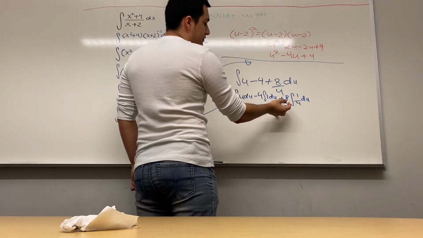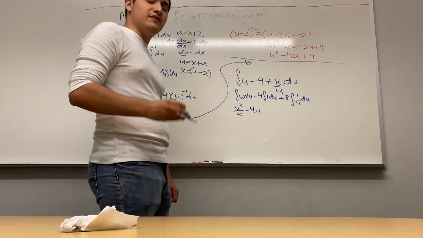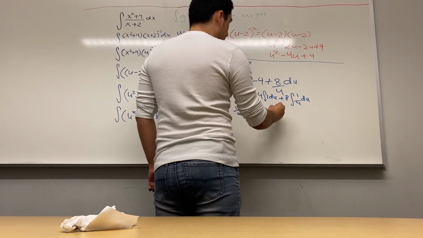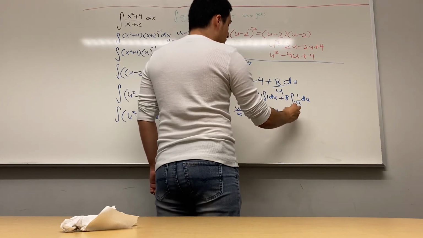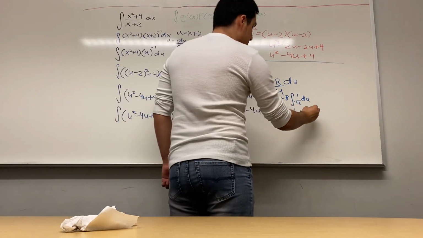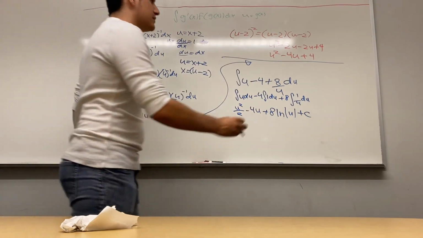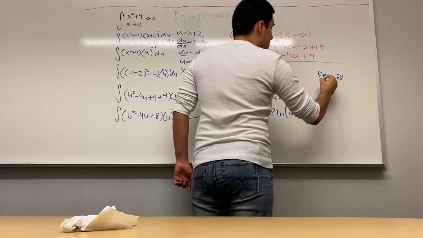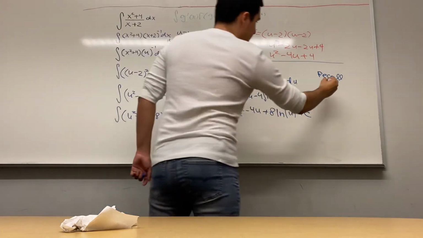And then we also have 8 times the integral of 1 over u, and the integral of 1 over u is ln of the absolute value of u. So it'll be 8 times ln of the absolute value of u. And since this is an indefinite integral, we go ahead and add the constant term, plus c. Now, although this looks done, we have to recall that u is simply equal to x plus 2, as we stated in the beginning.